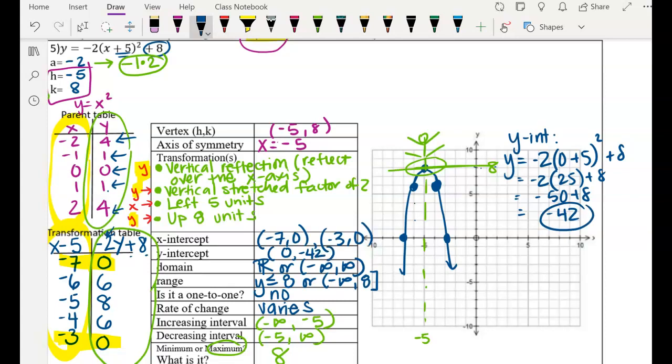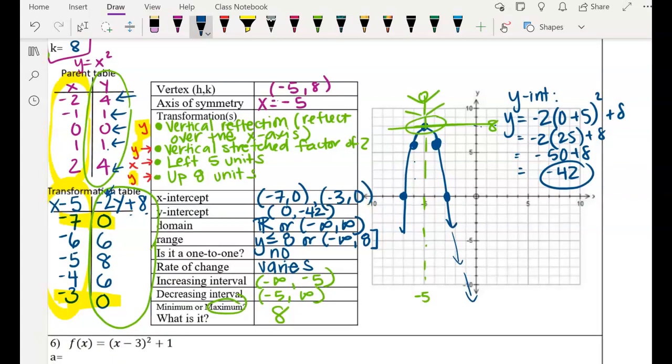The reason it's -42 is, as you can see, it's going to keep on going, and eventually it's going to hit the y-axis all the way down at the bottom, but this is a grid of 10 by 10, that's why it can't show.